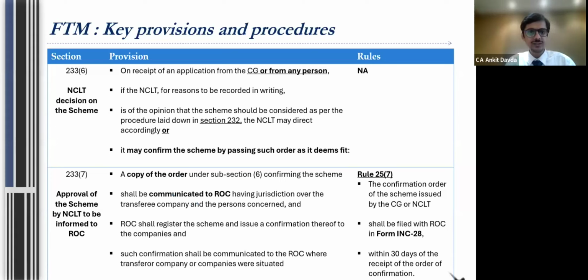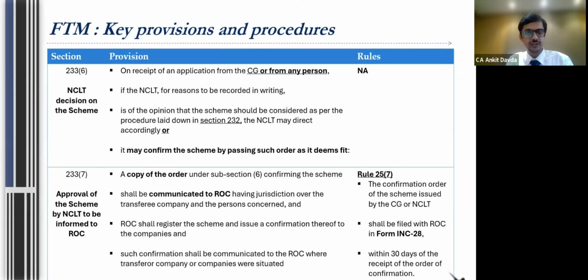And then Section 233(7) says that a copy of the order confirming the scheme, either from NCLT under Section 233(6) or from RD under 233(3) and (4), shall be communicated to the ROC having jurisdiction over the transferee company. So the order needs to be filed with ROC in INC 28, saying that this merger scheme has been approved by either RD or NCLT upon reference to the NCLT. And ROC shall record the scheme and take it on record. So the effect of this provision is that the moment this order is taken on record by ROC by way of INC 28, the transferor company shall cease to exist.